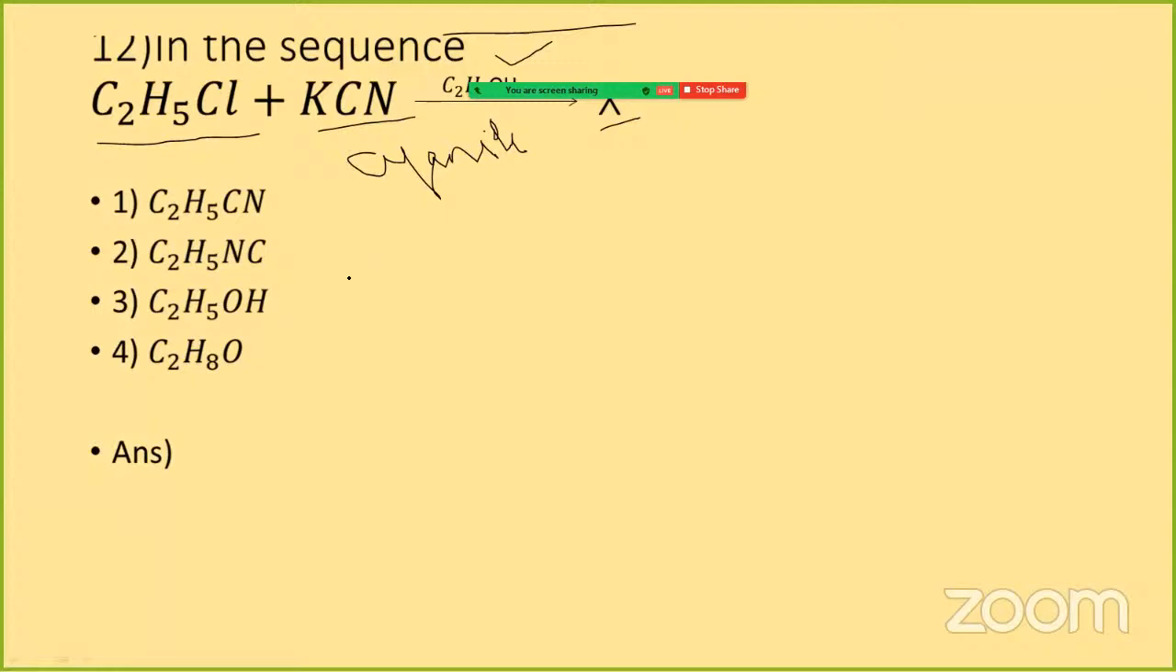So let us see the reaction here. Once you see the options, C2H5. Instead of this chlorine, I should substitute with CN. So the first option is the right answer. So the answer is CN, the first option. That is C2H5CN, ethyl cyanide. And what is this NC? This is called isocyanide.